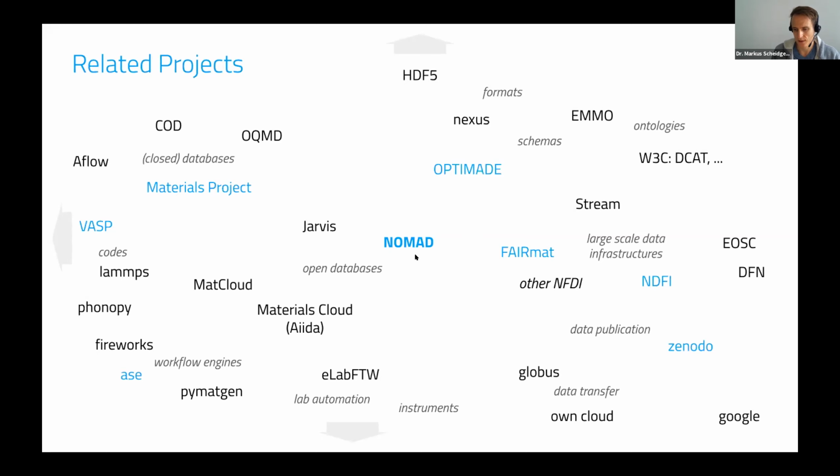And in contrast to this, projects like Nomad want to be open databases, right? We want to be publishing outlets for others. We want to allow other researchers to post their data to our database. And then if you ask yourself, what are these databases actually hosting? It's basically data that's produced by something, right?